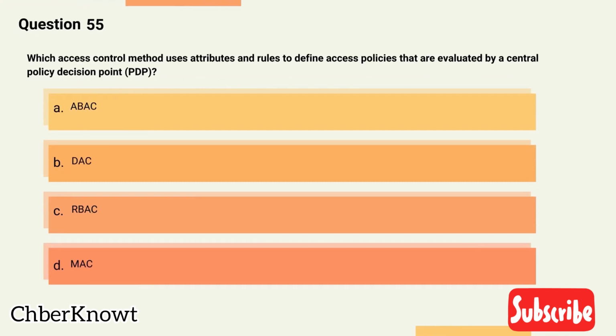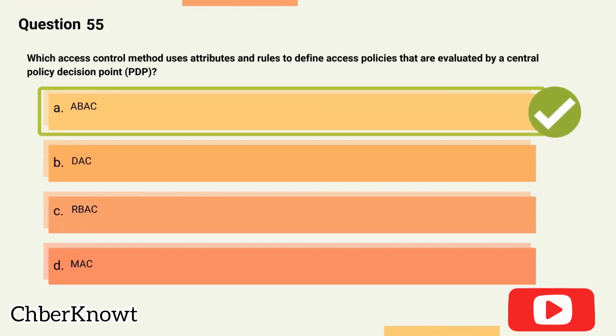Question 55. Which access control method uses attributes and rules to define access policies that are evaluated by a central policy decision point, PDP? Option A, ABAC. Option B, DAC. Option C, RBAC. Option D, MAC. The correct answer is option A, ABAC.